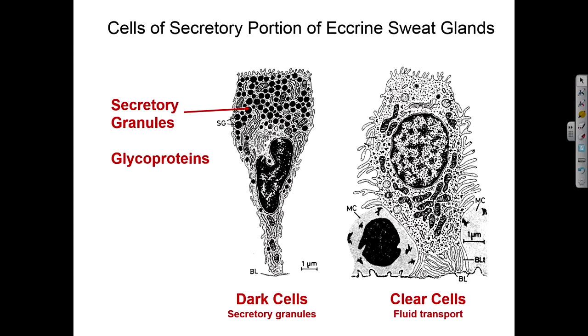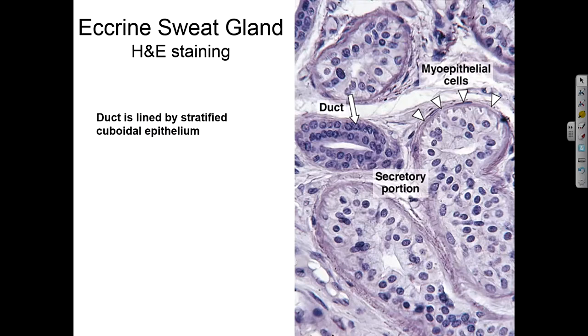Here are the cell types again, the dark cell, which may have a pheromonal type function, and the clear cells, which are responsible for producing the fluid that creates the sweat, when you sweat fluid onto the surface of the skin. Now, remember, there's the secretory portion, and then there's the duct portion that transports the fluid. The duct portion is classified as stratified cuboidal epithelium, okay? This is pretty much it for stratified cuboidal classification. It's the duct portion of the eccrine sweat gland.